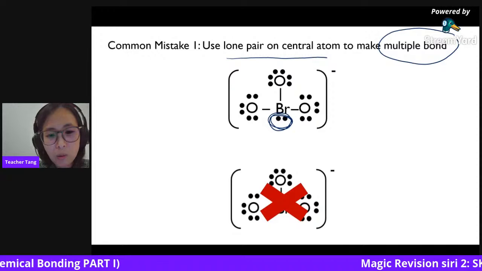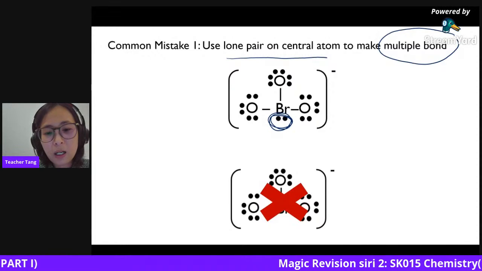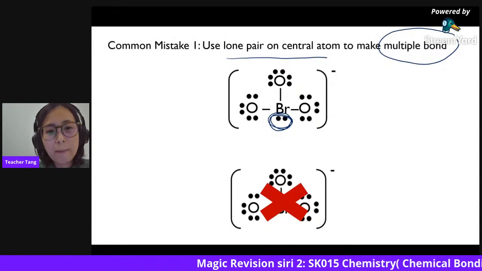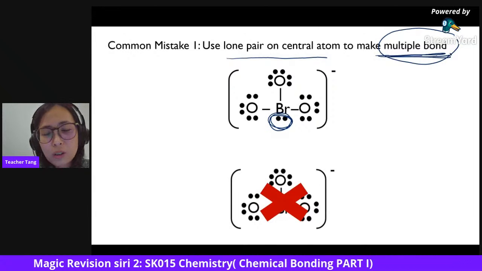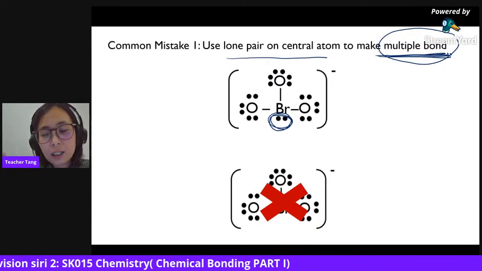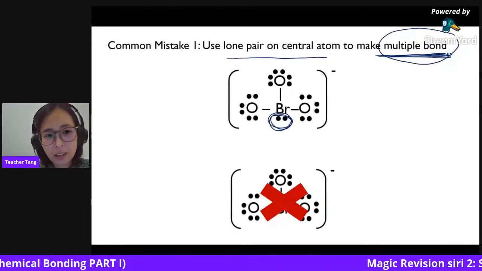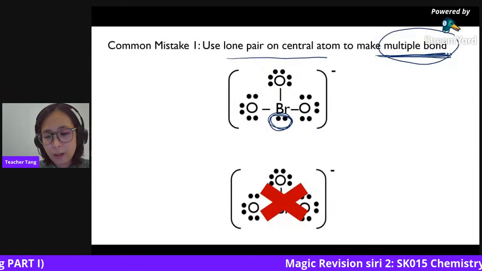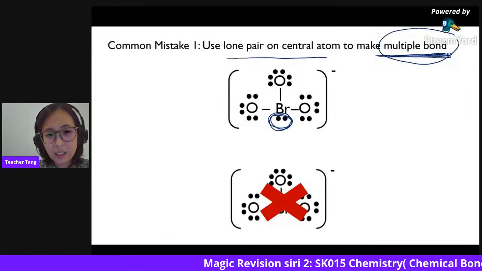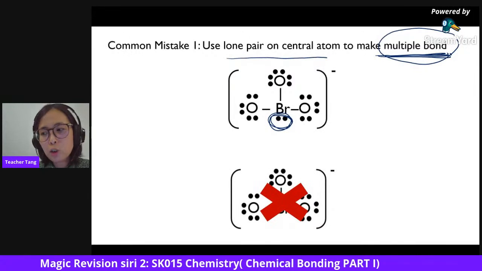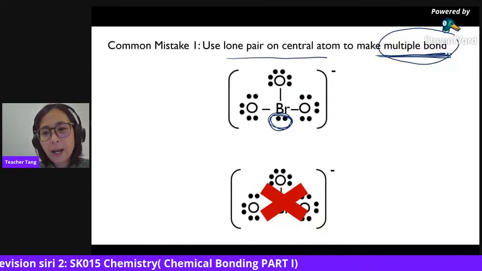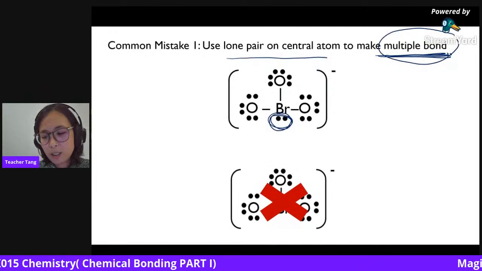It will not give you the most plausible Lewis structure. Must remember this: to make a multiple bond, we must use the lone pair on the terminal atom, not from the central atom. So remember this mistake, and do not make it. If you want to make a multiple bond, you must use the lone pair on the terminal atom.